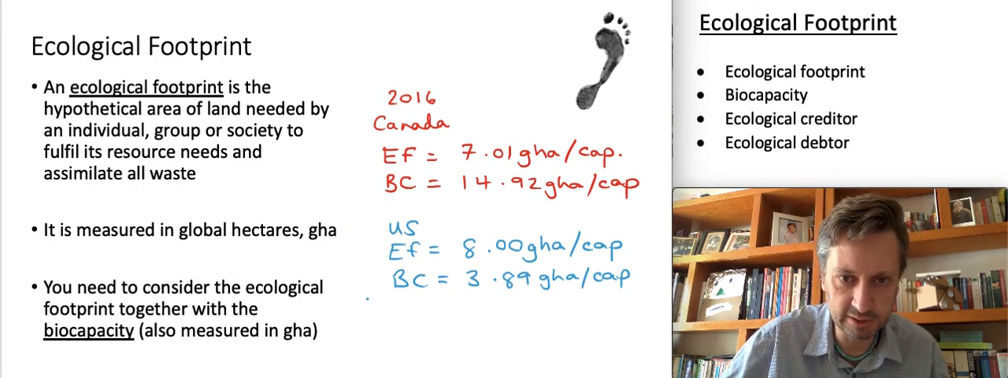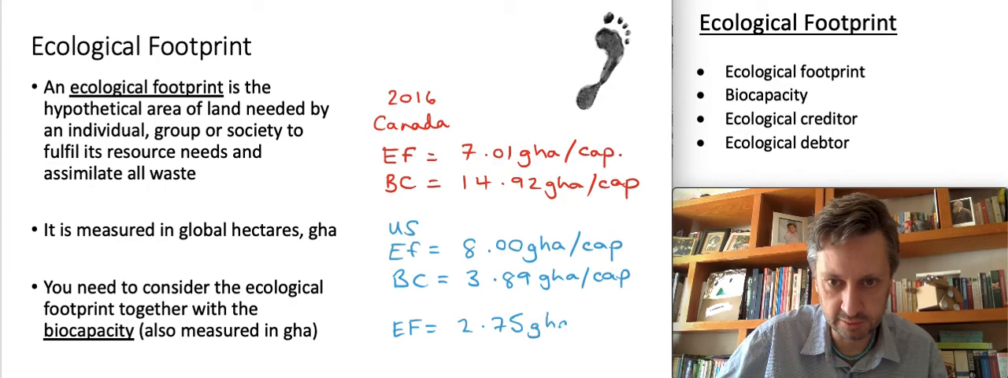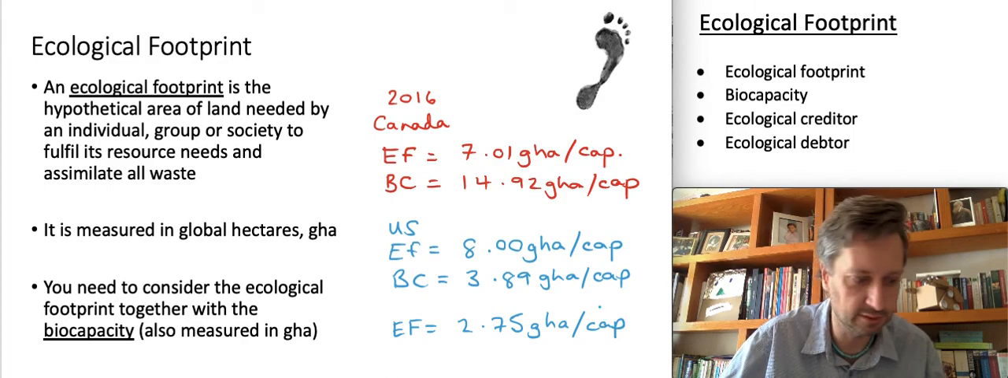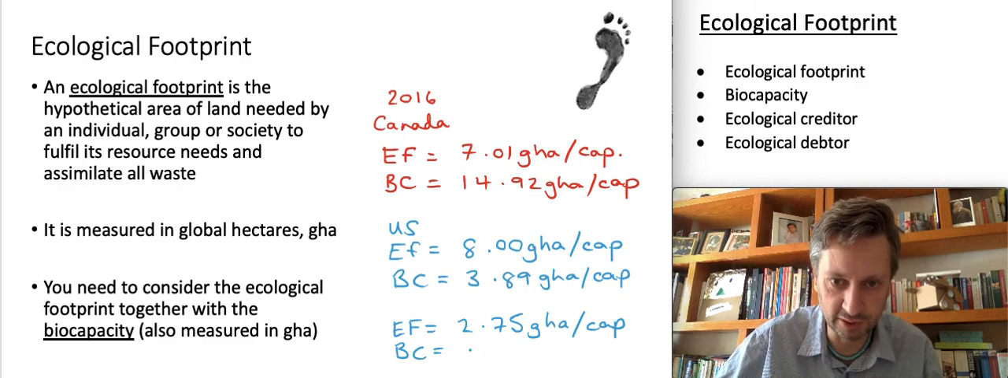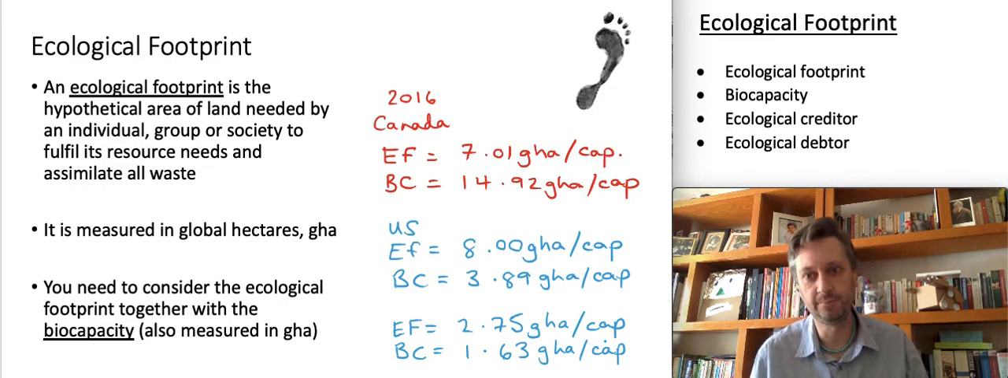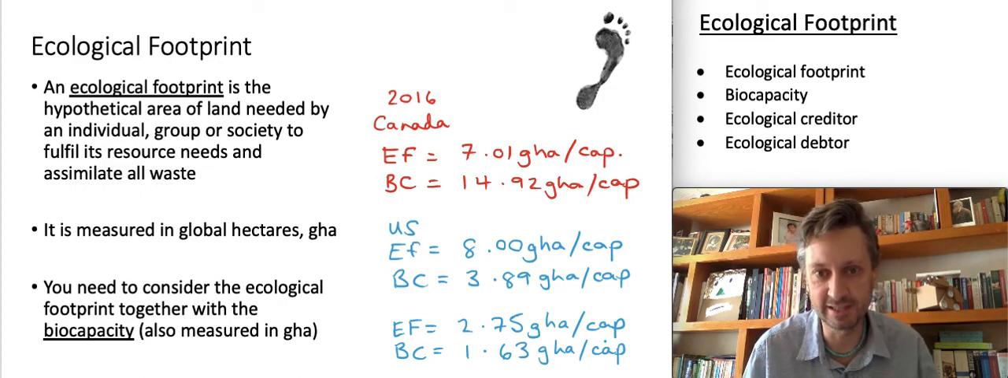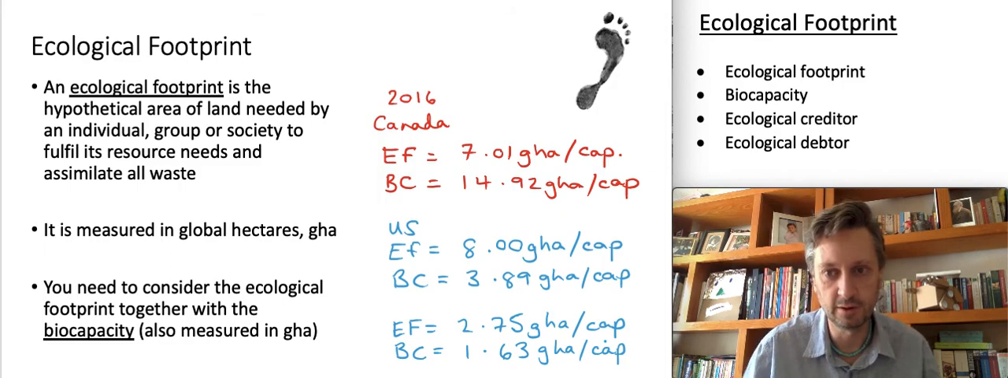Some other data. In 2016 again, the world ecological footprint on average was 2.75 global hectares per person, per capita. And the world biocapacity, again per person, was only 1.63 global hectares per capita. So therefore, the average person on the planet today is living beyond their means, which means as a society, as a whole planet, we are living unsustainably. Okay, hope that made sense.